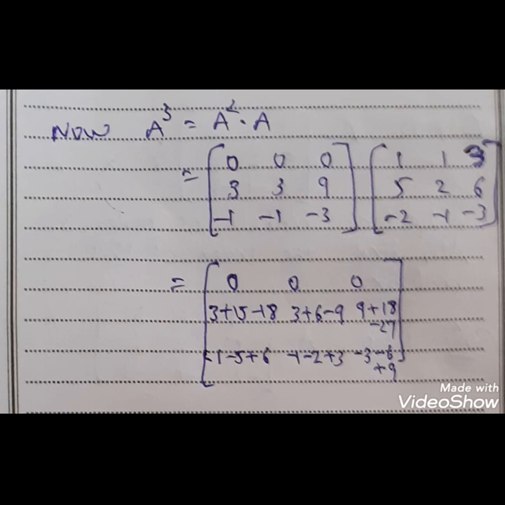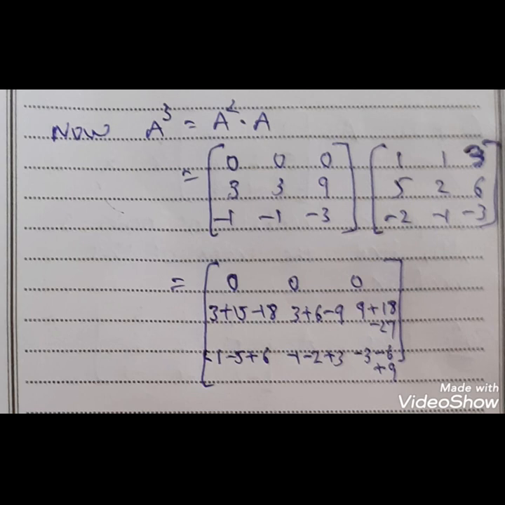If we multiply the second row with the first column, we get the first element of the second row, that is 3 multiplied with 1, that is 3, 3 multiplied with 5, that is 15, and 9 multiplied with minus 2, that is minus 18. So 3 plus 15 minus 18, this entry should be 0. Now we multiply the second row with the second column: 3 with 1 is 3, 3 with 2 is 6, and 9 with minus 1 is minus 9. So 3 plus 6 is 9, 9 minus 9 is 0, meaning the second element of the second row is also 0.